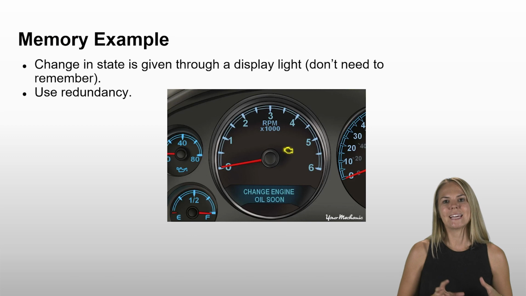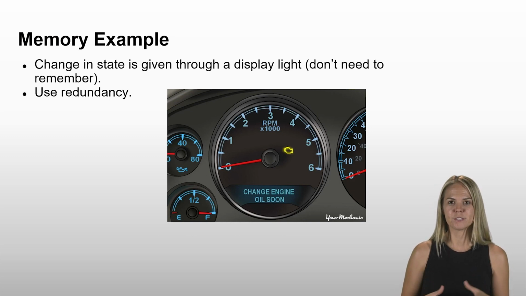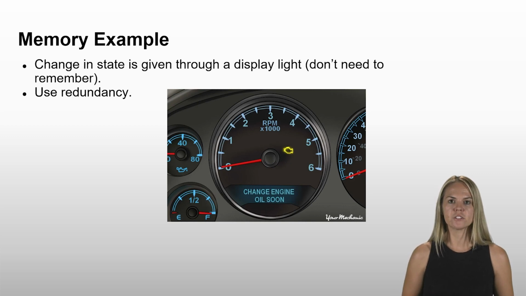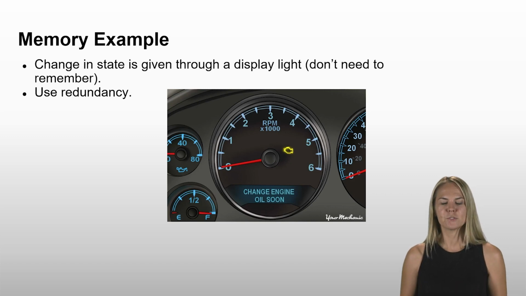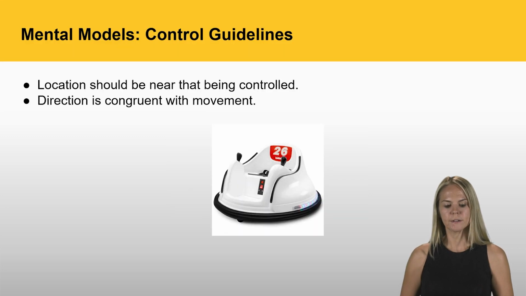We also don't want to tax the memory of the user. So display lights are helpful. This one telling you to check your engine oil soon is telling you through a display light. So you don't have to remember that it went on and then it goes off. That would be really, really hard to keep track of, but it actually stays on until you complete the goal of getting your oil changed, and redundancy here as well.